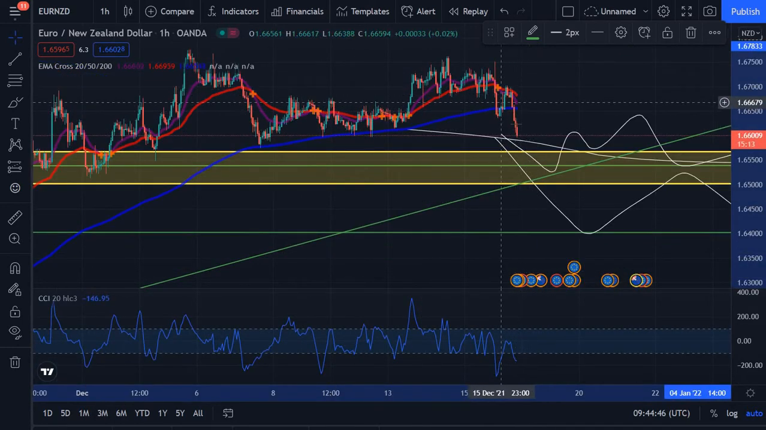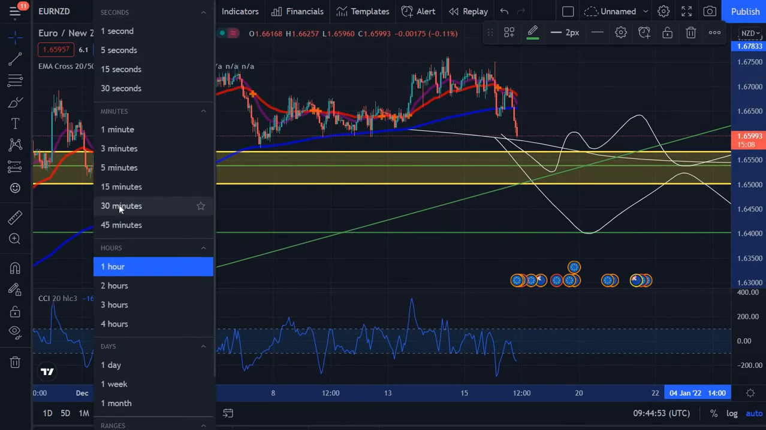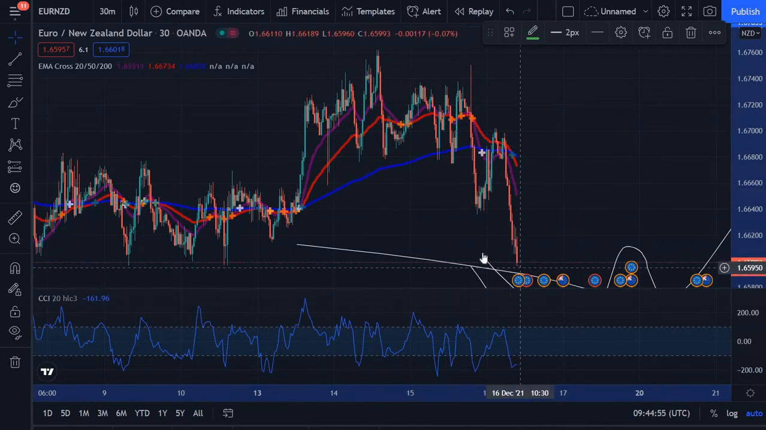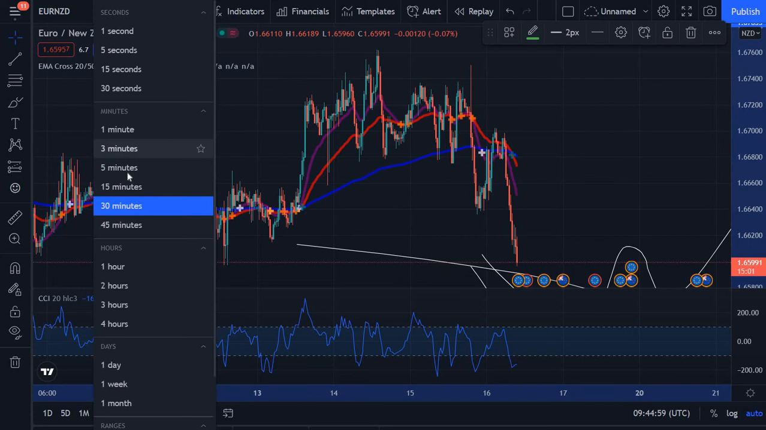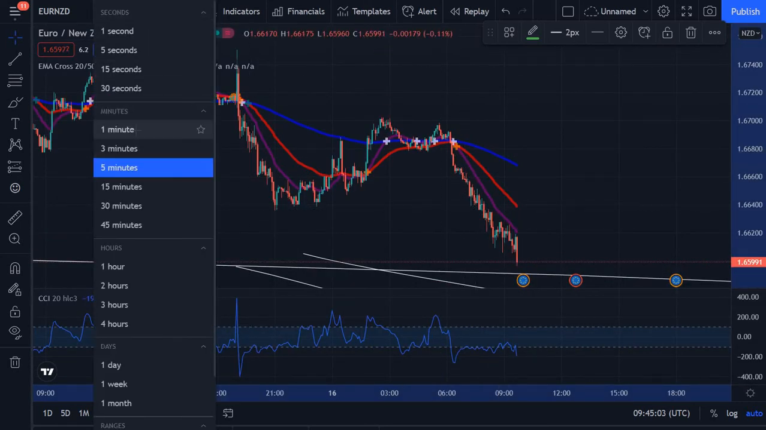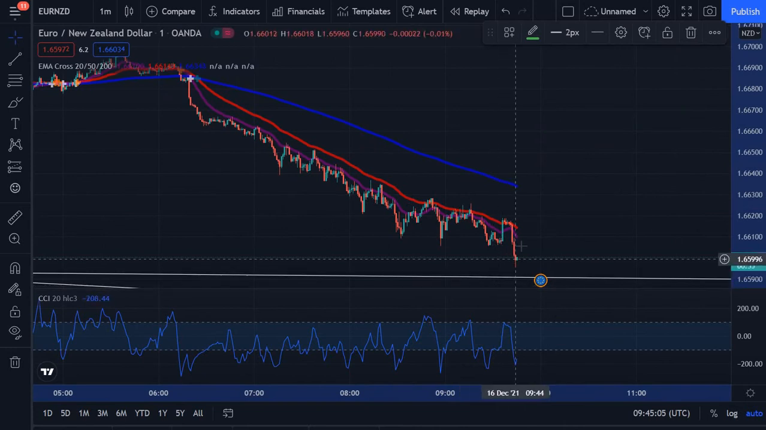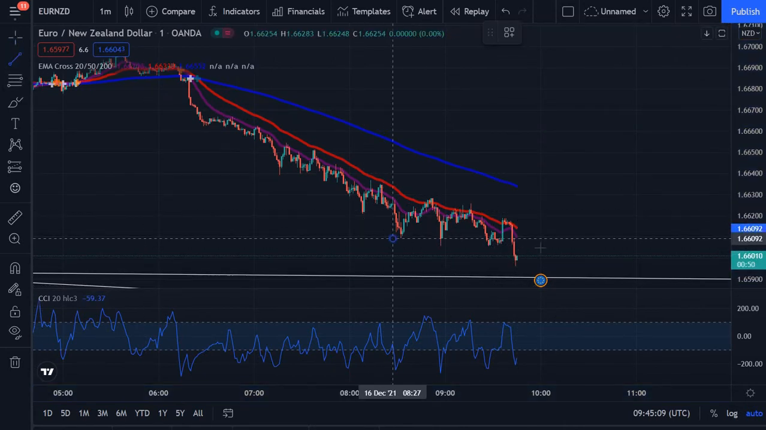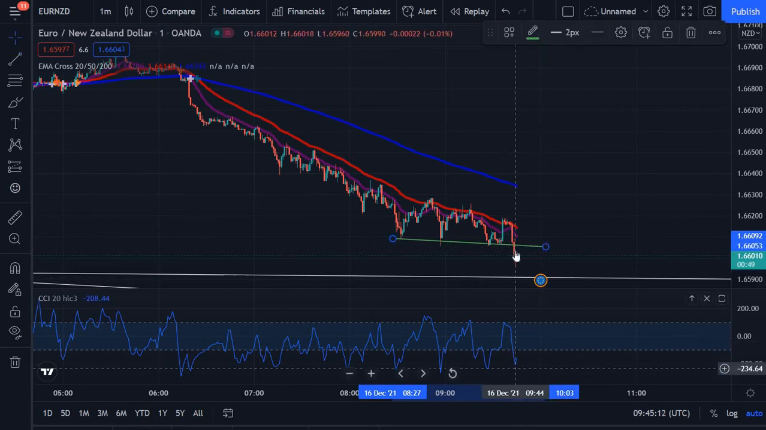Here the 1-hour chart, we are breaking to the downside here. Bearish cross. 30-minute chart, it looks like we could break this support zone at the moment. 5-minute chart, pretty bearish momentum. On the 1-minute chart, we broke this line here, so now we are about to retest it. Here the CCI is turning, so we could get a rejection and then pull lower.